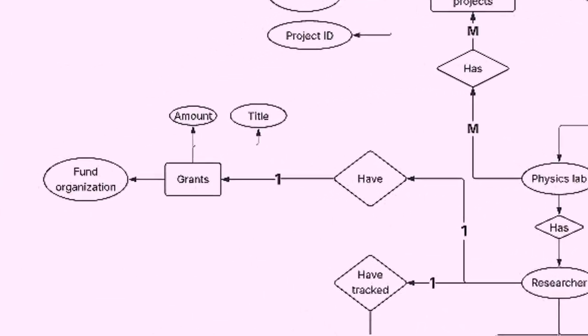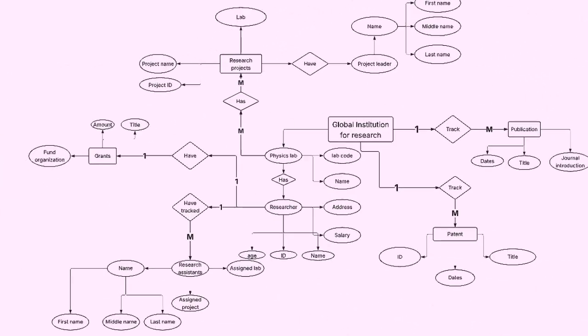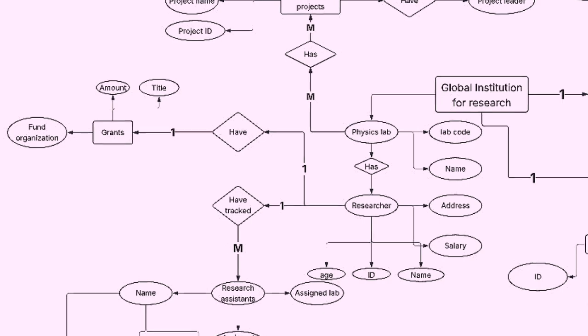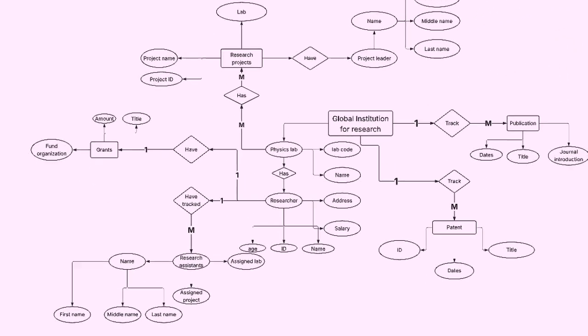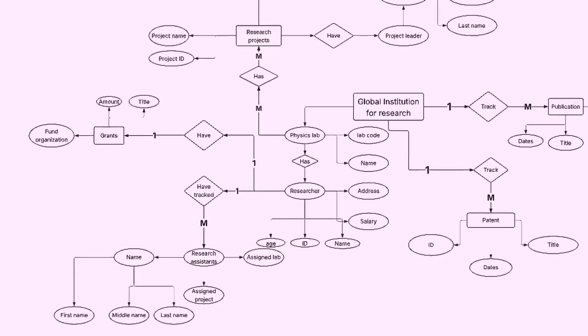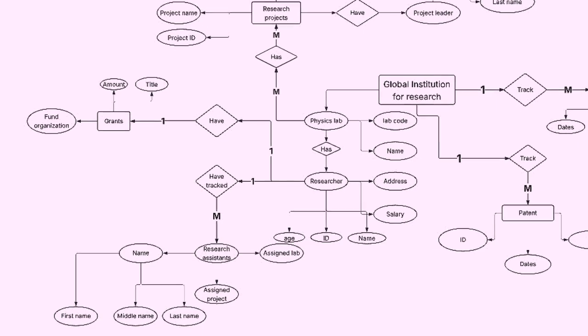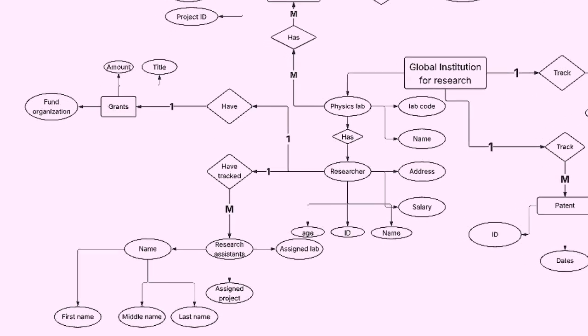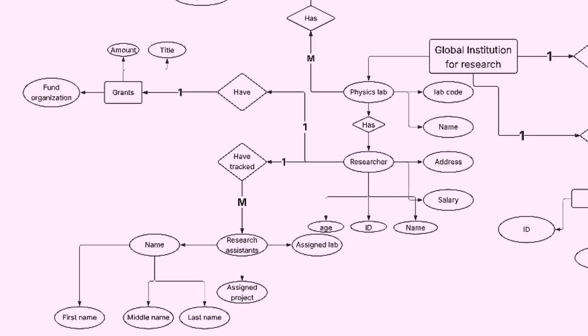The sixth one is grants and funding. It is visible that the researchers may receive grants. Here, a grant consists of a grant title, funding amount, and the funding organization that provides it. Every grant is assigned to a lead researcher, but the funds may be used across multiple projects. This relationship allows us to track research financing accurately.